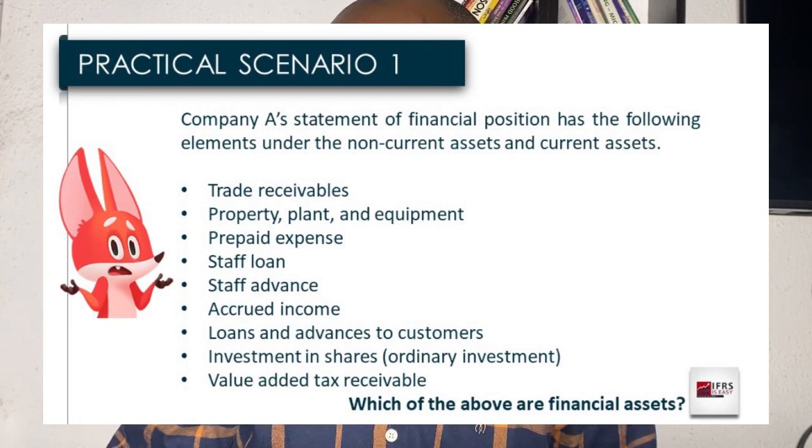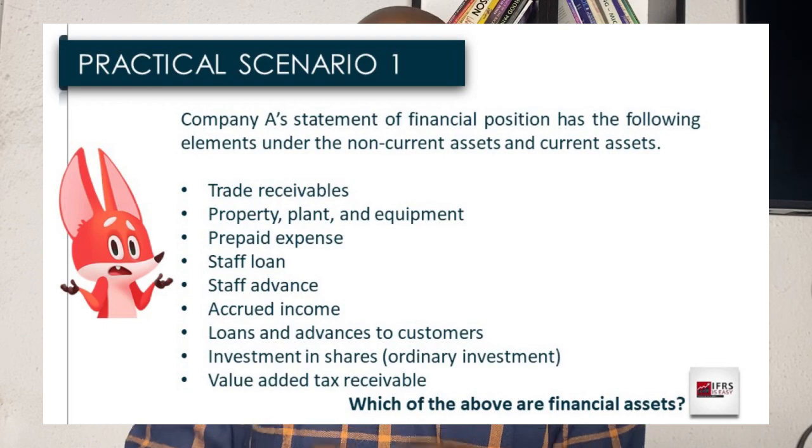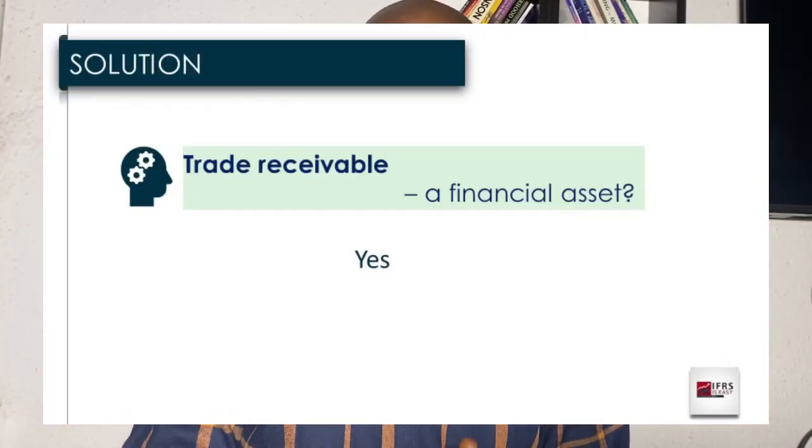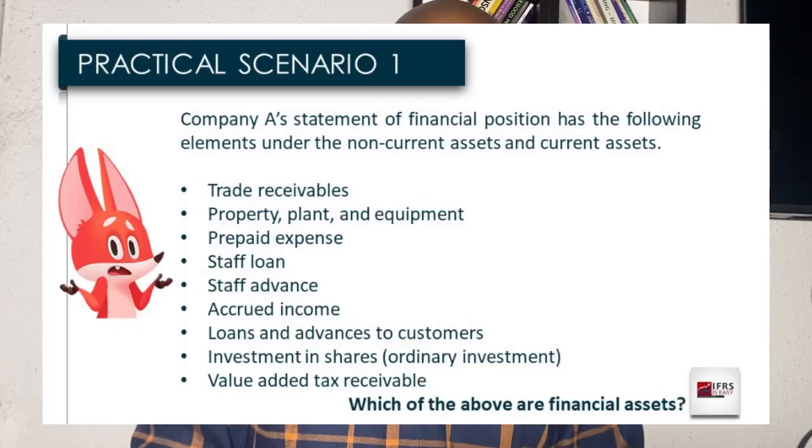So let's start with the first one, which is trade receivables. Is trade receivables a financial asset? Now let's look at it. We've mentioned earlier that when you sell goods on credit to a customer, you're expecting cash from that customer. And as a result of that, you have a financial asset. And so yes, trade receivable is a financial asset. Now, property, plant and equipment. When you buy property, plant and equipment, what you are expecting is the consumption of that property, plant and equipment.